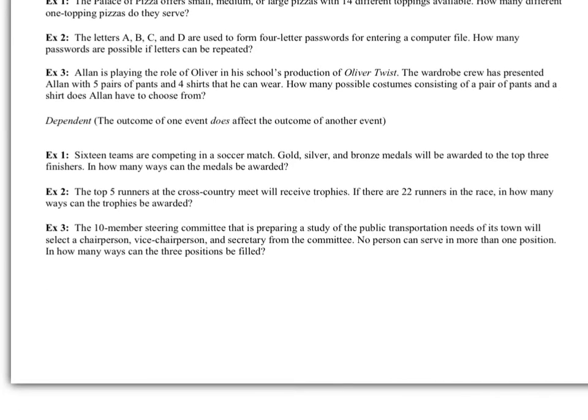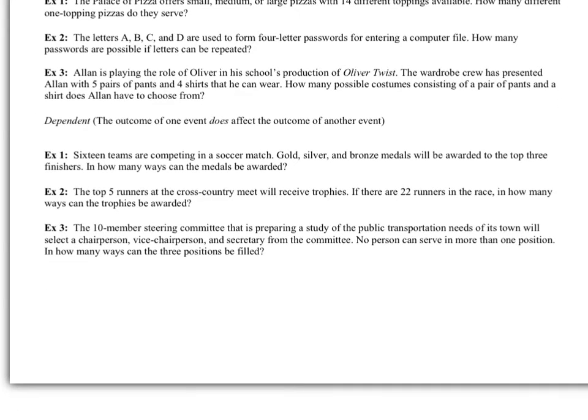Now let's talk about dependent. Again, we mentioned that dependent events affect the second event or following events. So let's see. Again, we're focusing on fundamental counting principle.